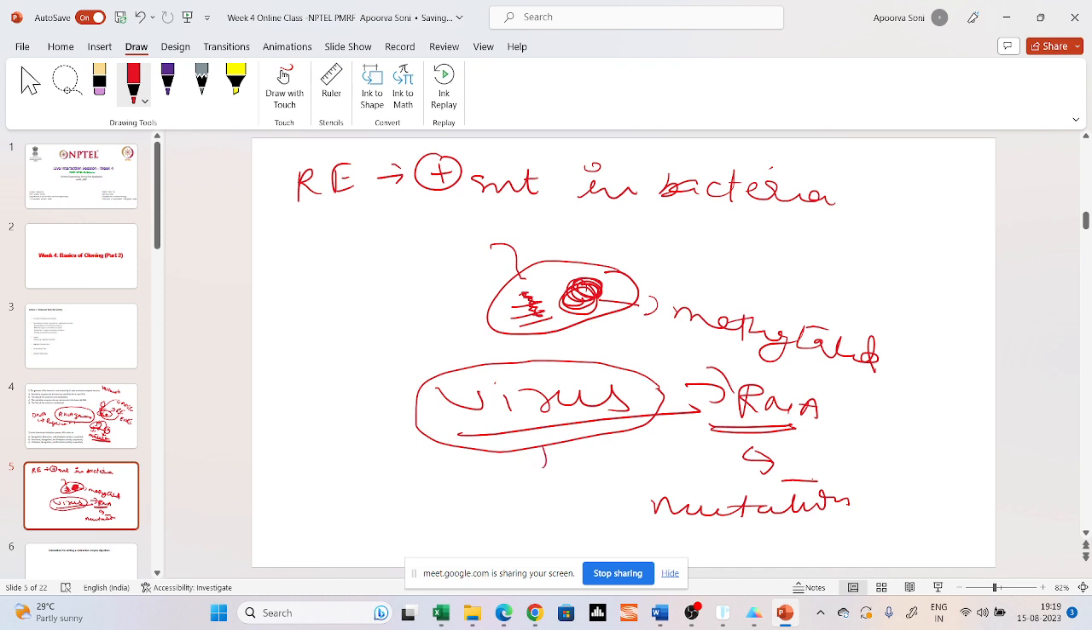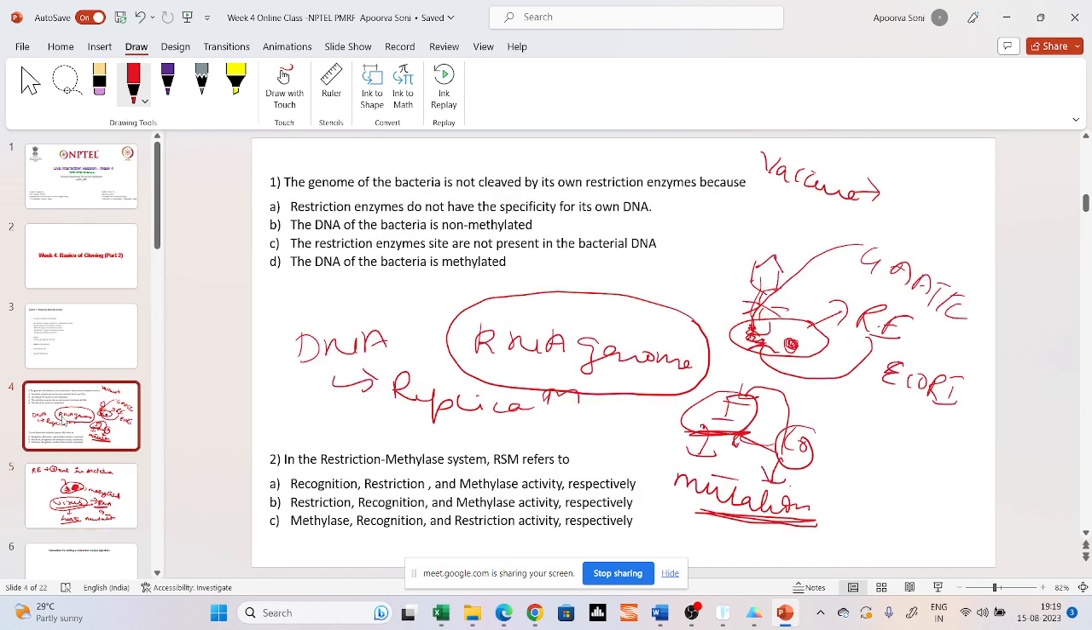A virus needs a host so that it can produce more of its viral particles. That is why we say a virus is a link between living and non-living. It is not completely living, because it does not have its own machinery to synthesize its own particles; it needs a host. But it is not completely non-living either, because it does have a genome. So it's a link between living and non-living. Now we'll come to the next question.